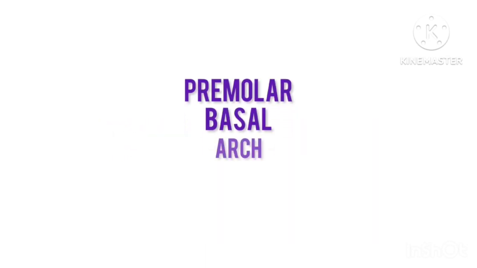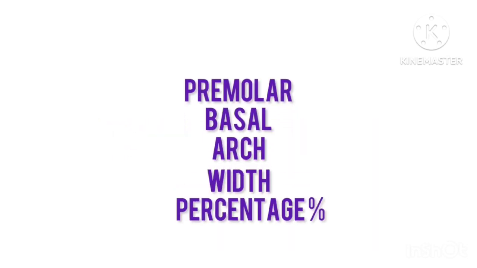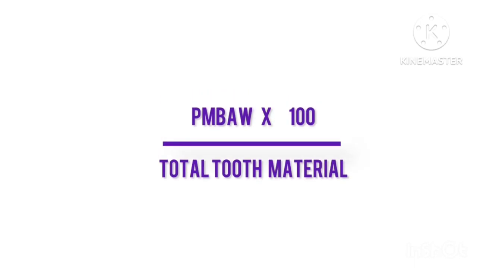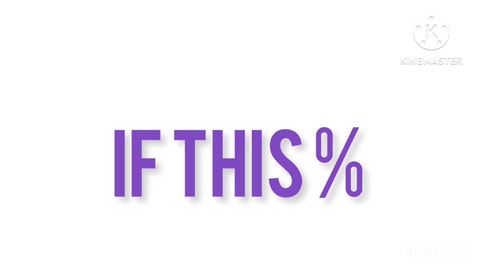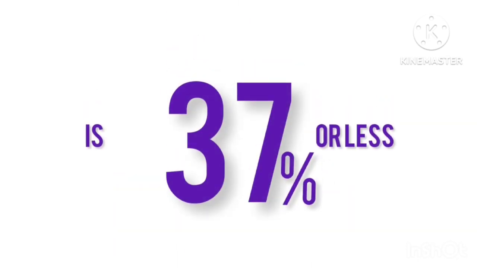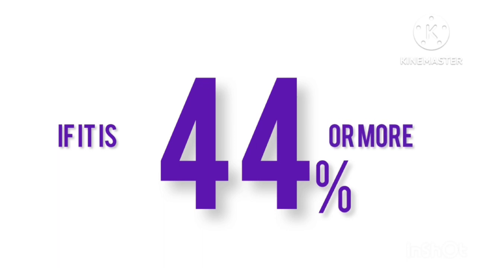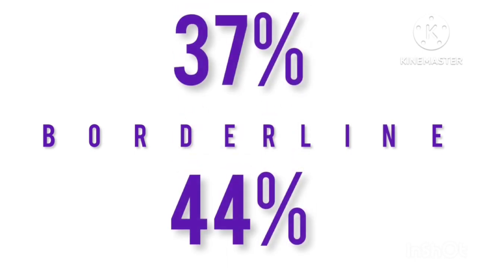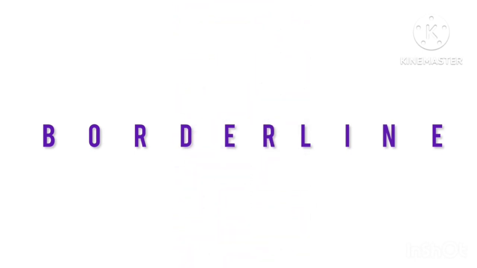The premolar basal arch width percentage can be calculated by the following formula: premolar basal arch width × 100 / total tooth material. If this percentage is 37 or less, there is need for extraction. If it is 44% or more, the treatment can be done without extracting any teeth. If the percentage ranges between 37 and 44, it is considered a borderline case.